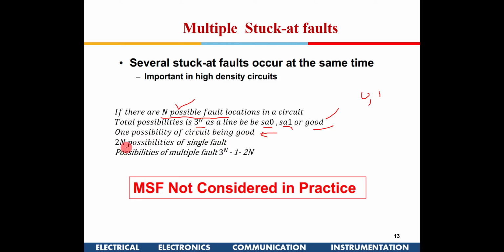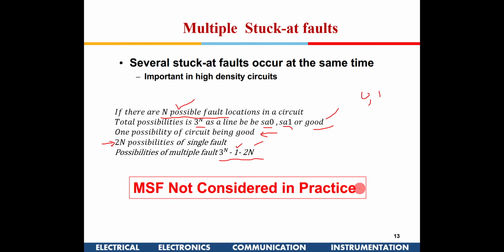When I say there is a single stuck-at fault, there are n lines, so 2n possibilities for a single fault. So the total number of multiple faults will be 3n minus no fault, minus the total number of single faults. So in practice, multiple faults are not considered.